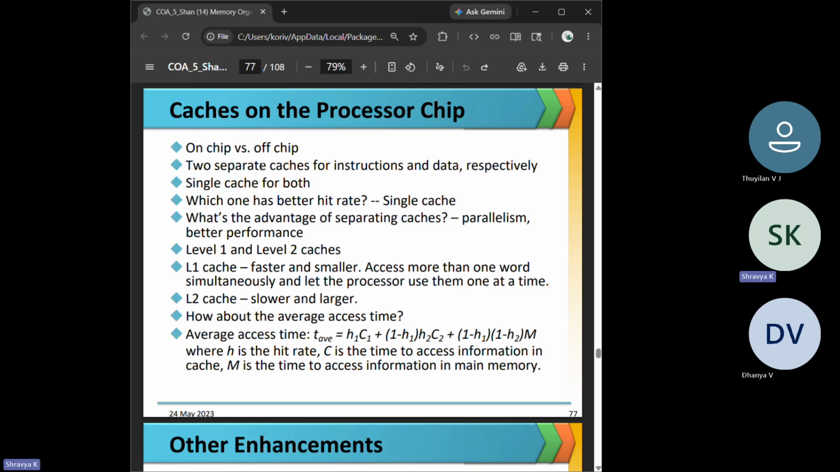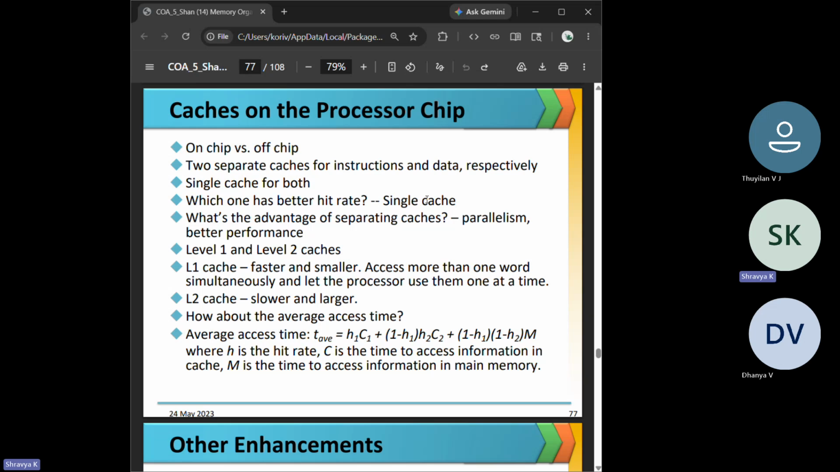Another thing that you can do is have separate caches for instructions and data. What would happen if you have separate caches versus a single cache for both instructions and data? If you have just a single cache, you would have a higher hit rate.